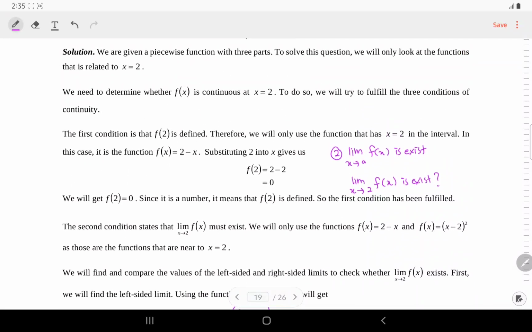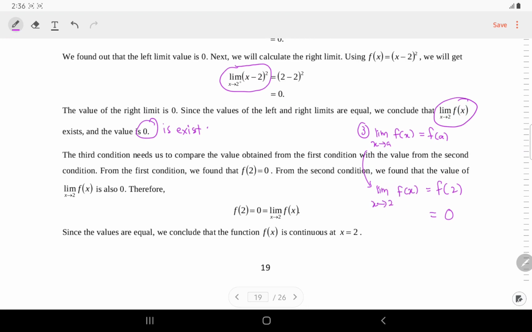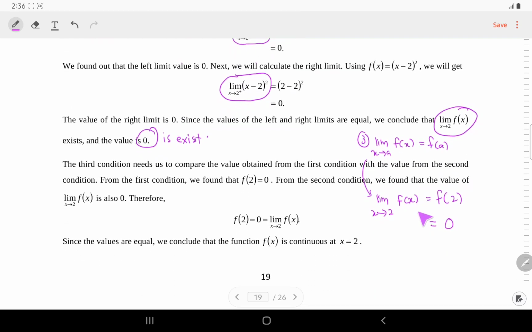Where is our first condition? Okay, first condition is right here. So our f of 2 is equal to 0. How about our limit, limit x approaches 2? This limit can be obtained from the second condition, where we determined the left limit and the right limit, and then this is the conclusion. Limit x approaches 2 exists and the value is 0, so it is equal to 0.